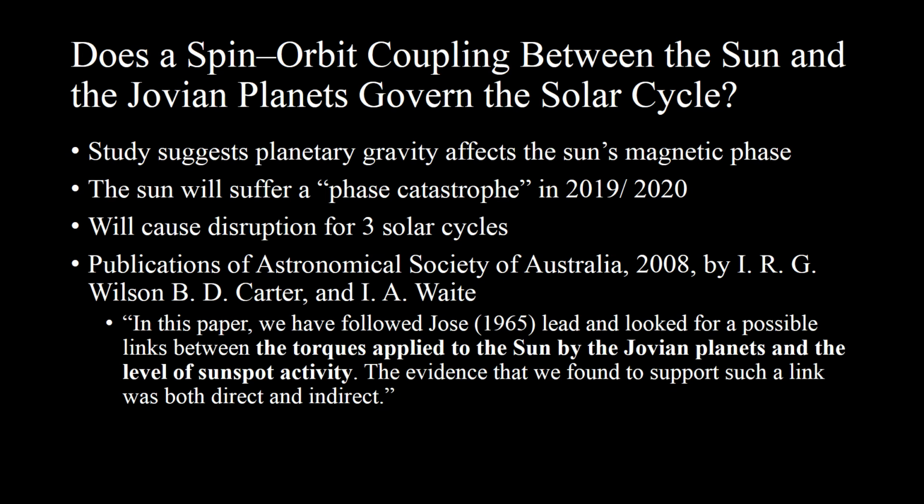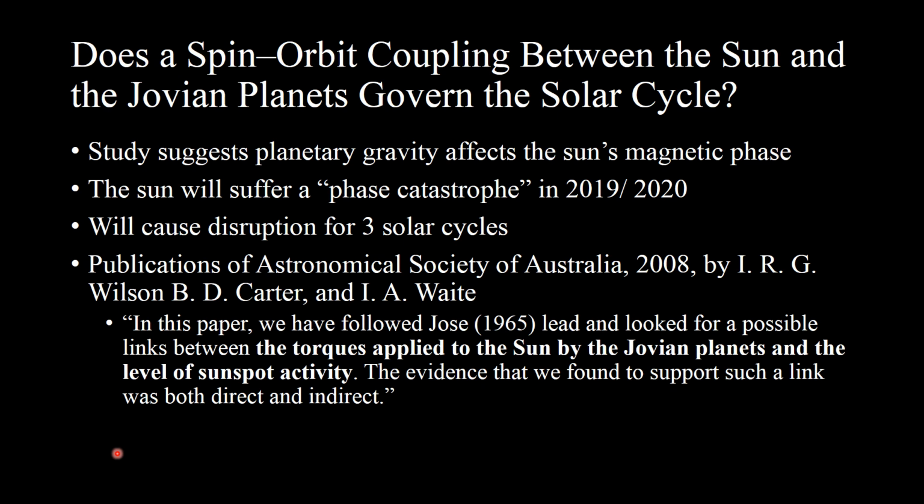And when the planets align in certain ways, that tidal pull can be slightly increased enough to flip the sun out of its magnetic phase and throw it out of phase. It's called a phase catastrophe. So certain studies have looked at the planetary alignments and the tidal pull in the prior grand solar minimum. And in each case, there's certain planetary alignments that occur that result in an increased tidal pull that flips the sun out of phase. These studies suggest that we are heading into a phase catastrophe now.